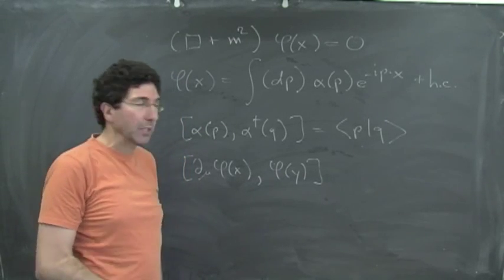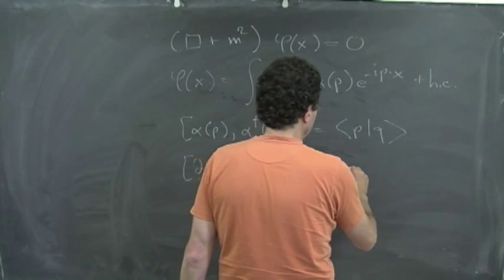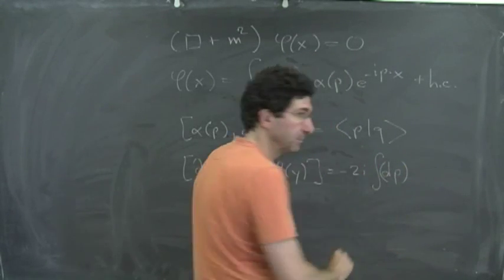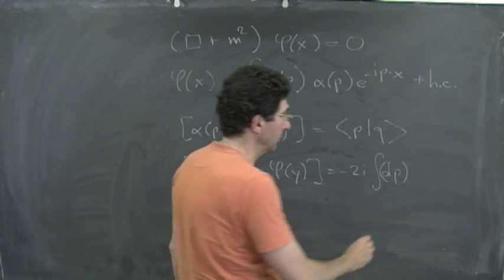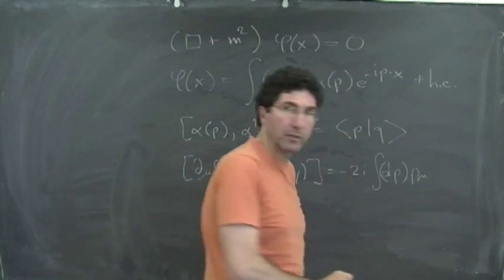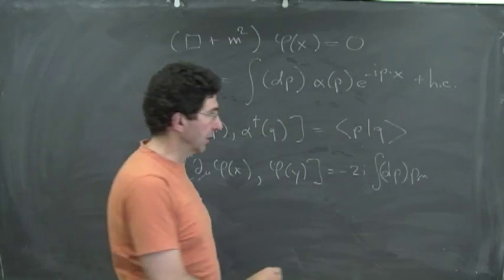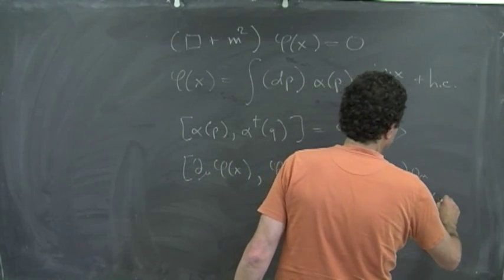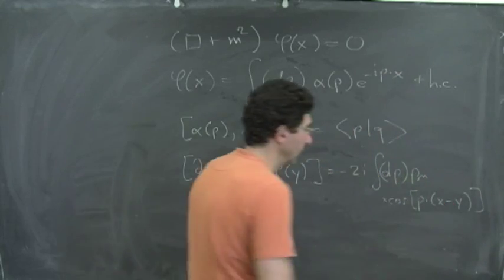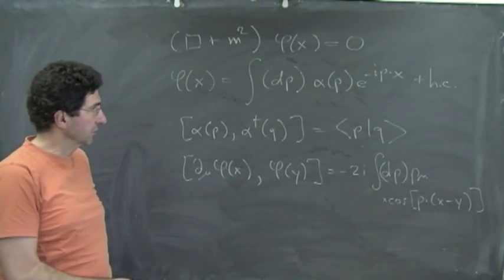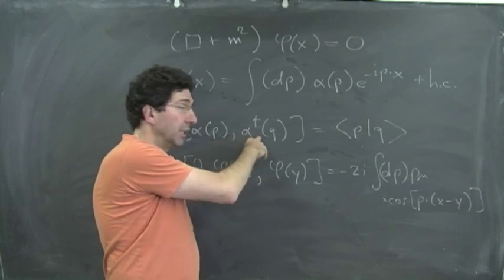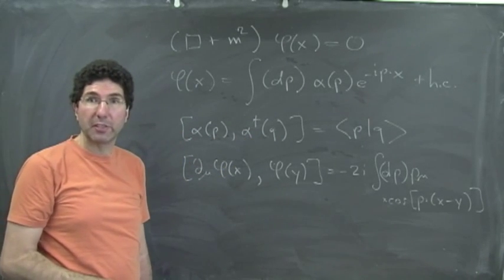Okay? Now if we go ahead and compute this thing, what we'll get is minus 2i, dp, p mu, what do we get? Cosine, right, of p dot (x minus y). Okay? So we can see that this is what we get just by plugging in this. And here, notice we have used the commutation relation of the alphas.